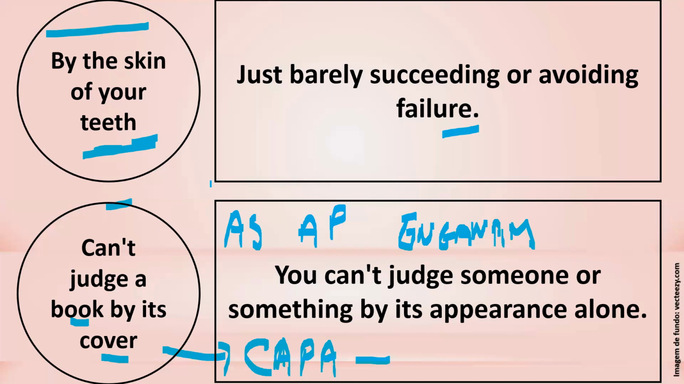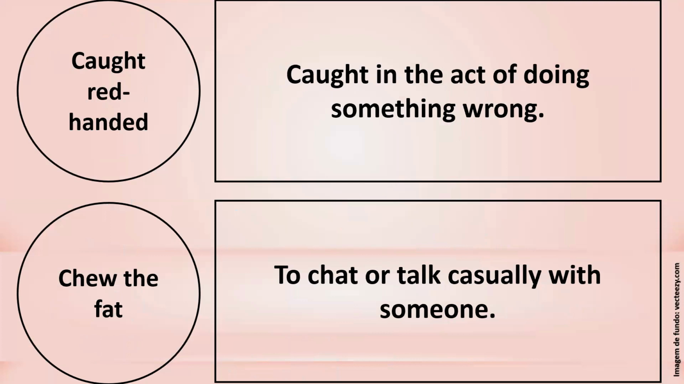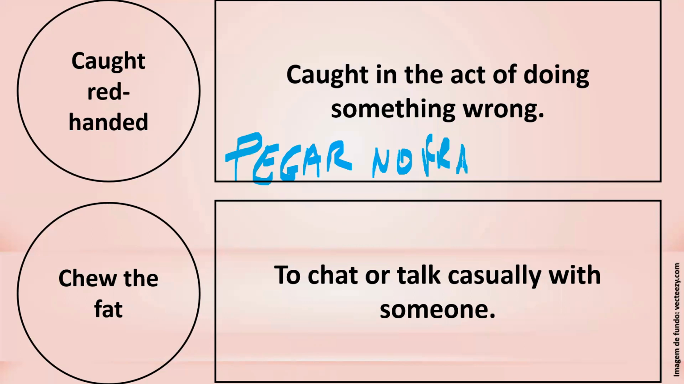Next one. Caught red-handed. So caught in the act of doing something wrong. Ser pego no ato de fazer algo errado ou ilegal. Em português, seria similar? Pegar no flagrante, né? No flagrante. Ok? Pegar no flagrante.